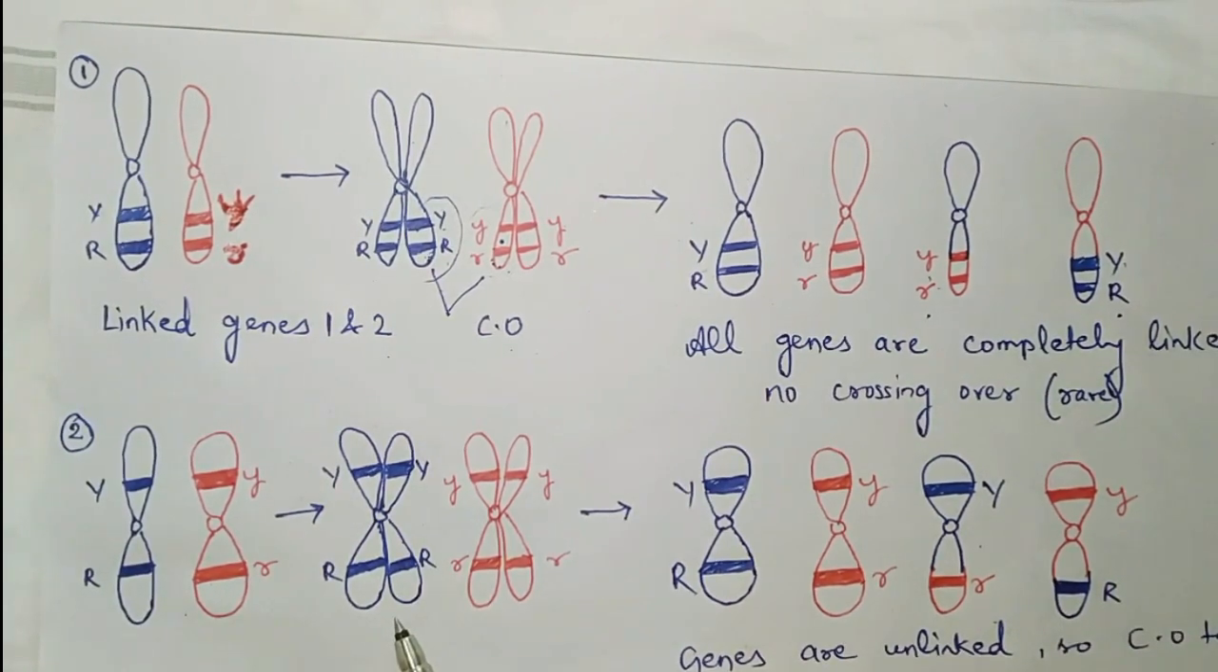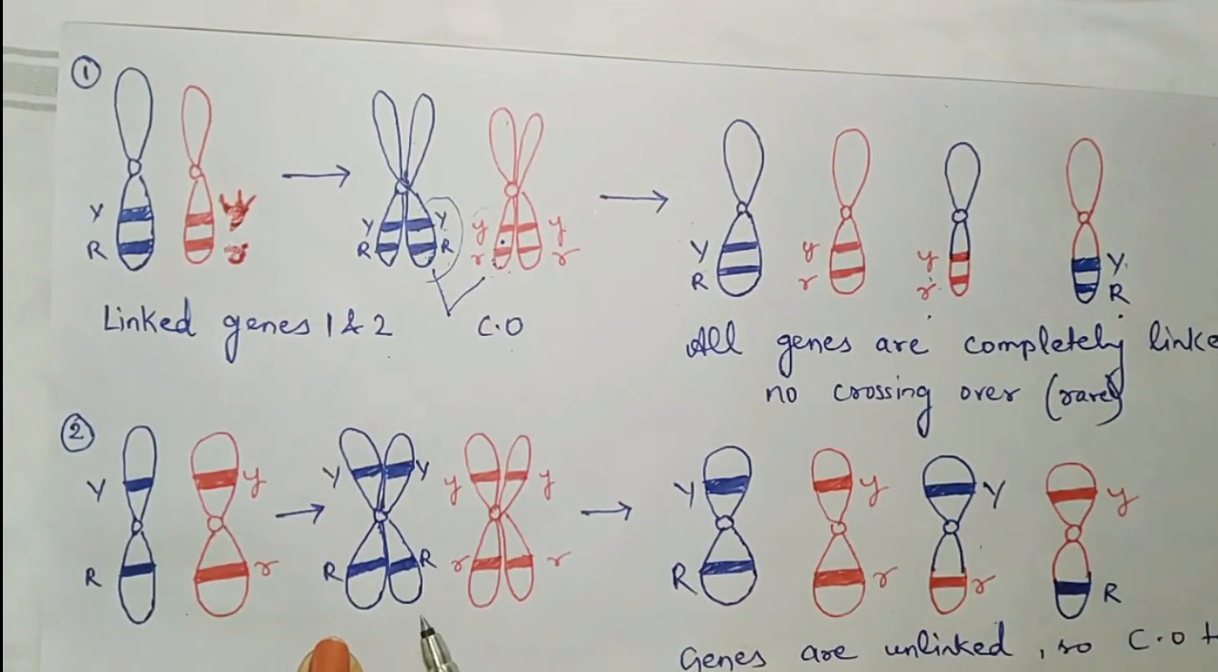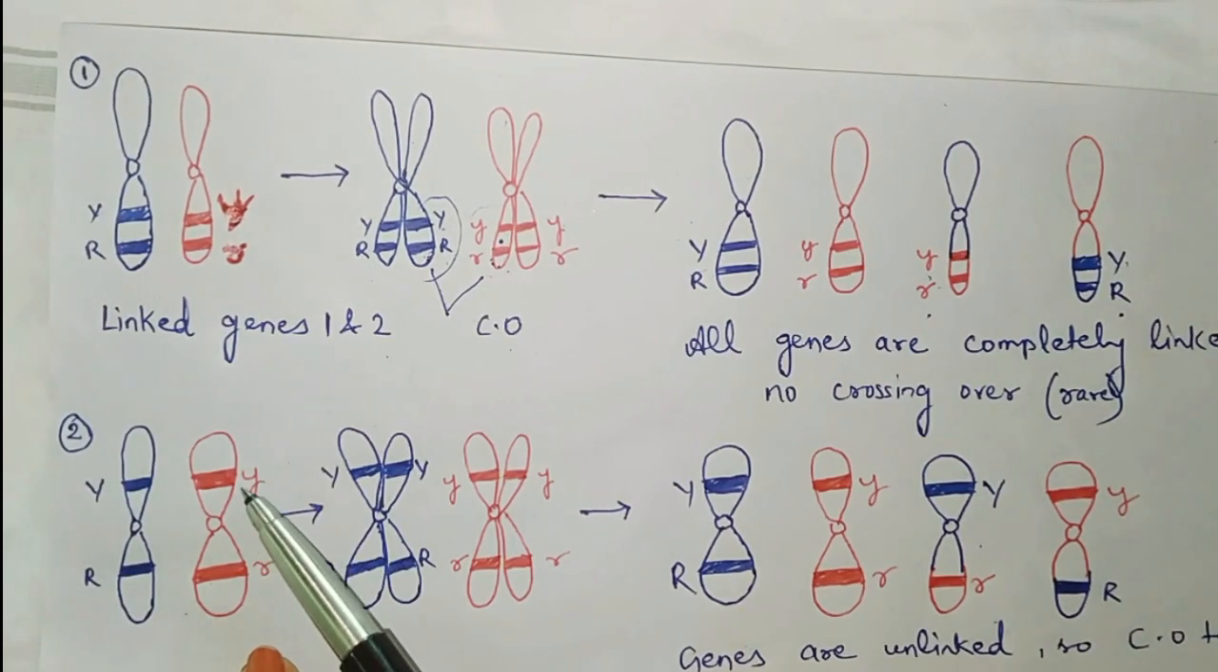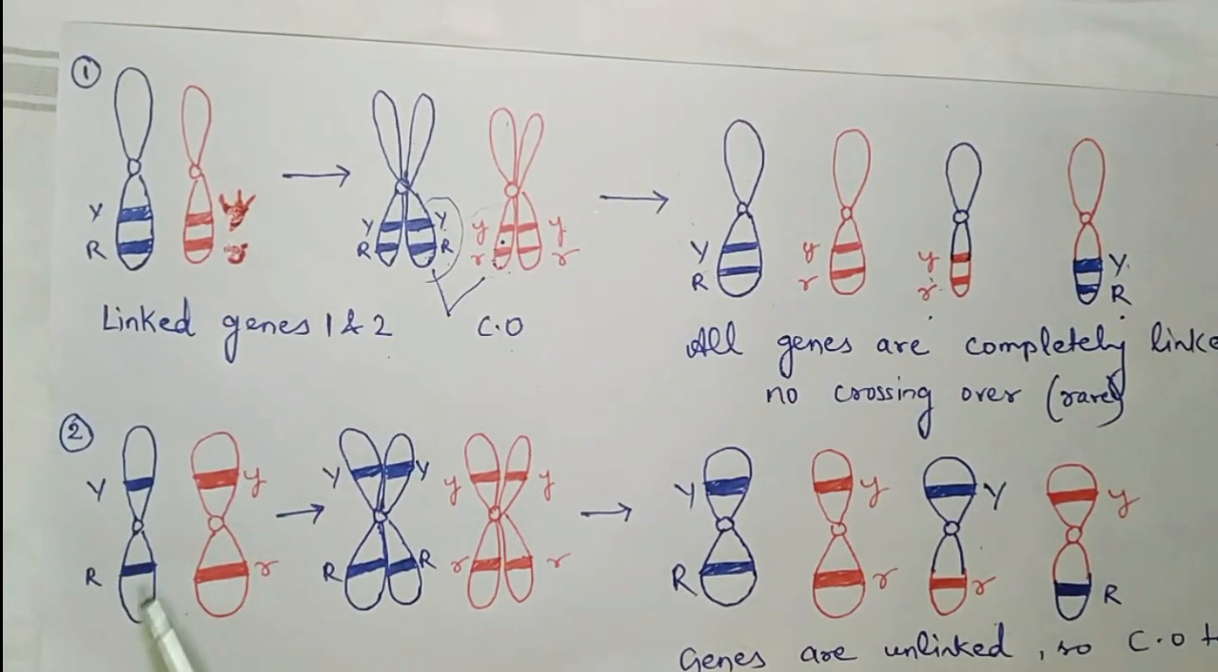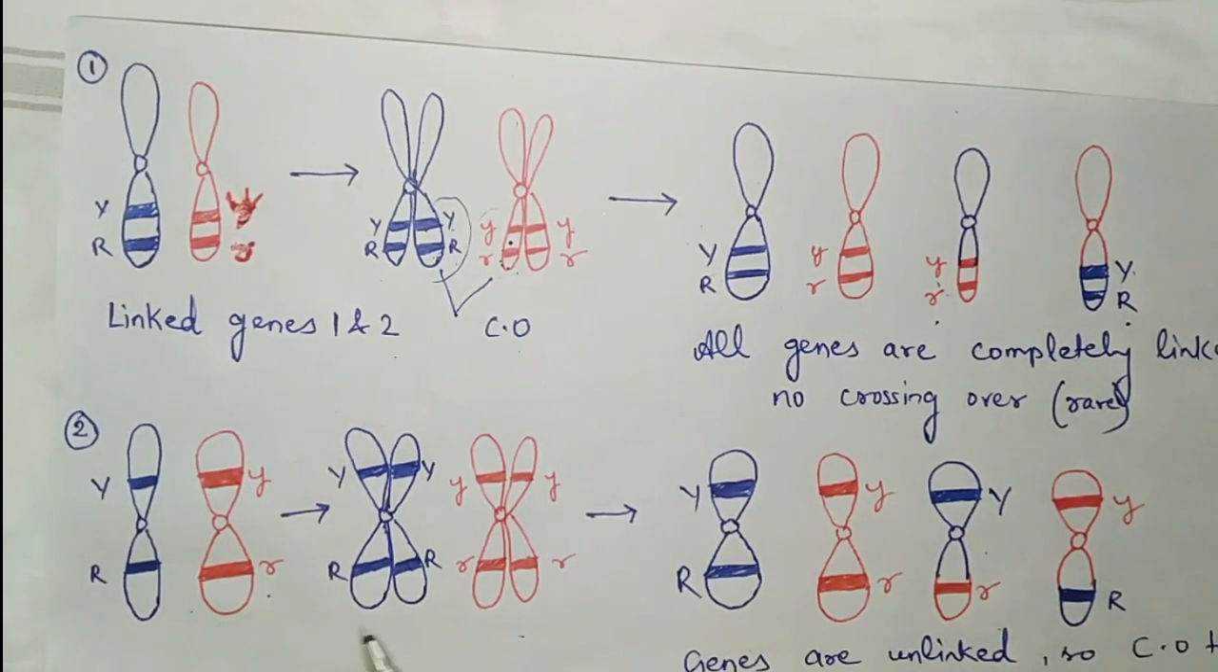This is the second case where the genes are unlinked. The genes are present far apart from each other. Gene 1 is having the same allele, capital Y, small y, and gene 2 is having capital R, small r. In this stage, crossing over will take place.